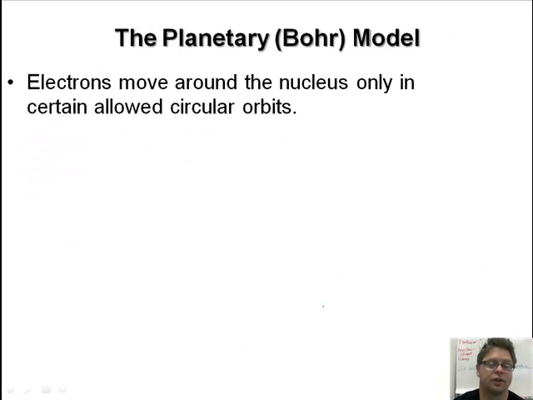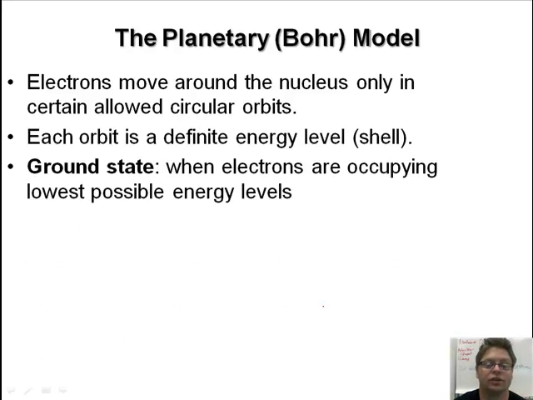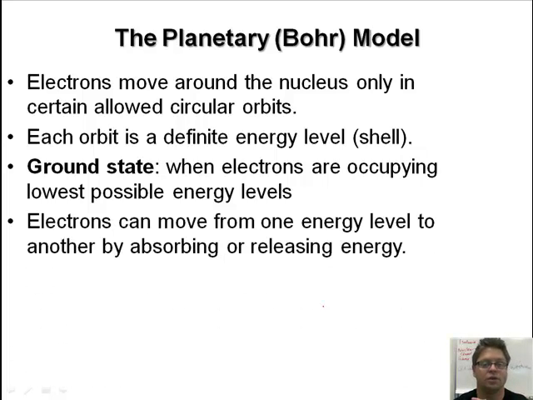In the planetary Bohr model, electrons move around the nucleus only in allowed circular orbits. Each orbit is a defined energy level corresponding to the energies of the light that was emitted. Ground state is when electrons are occupying the lowest energy levels, and electrons can move from one energy level to another by absorbing and releasing energy. And that energy that is absorbed and released is what we see given off as light.